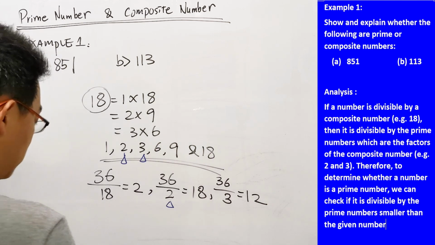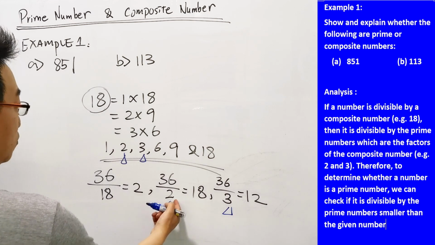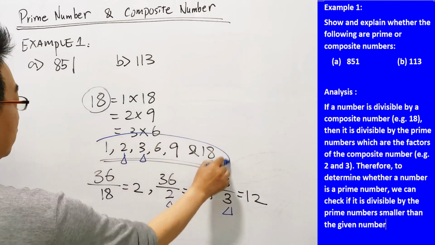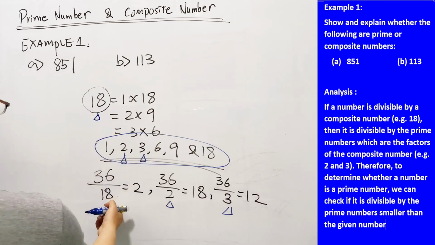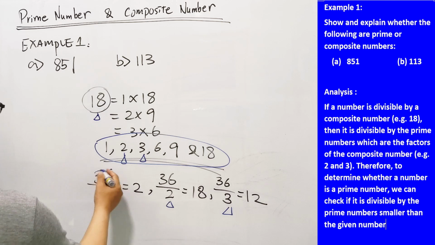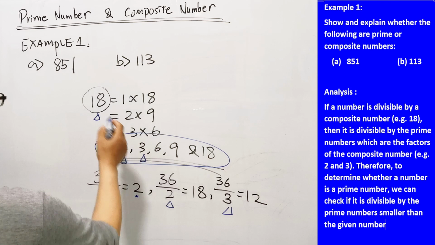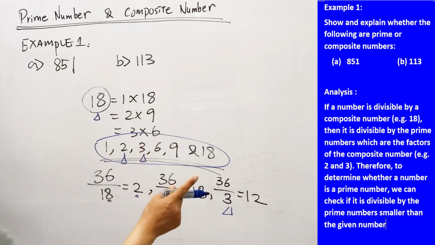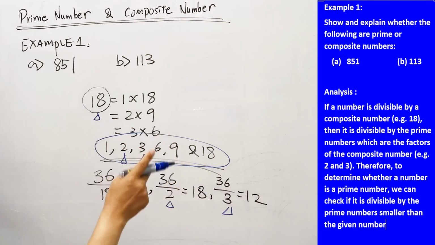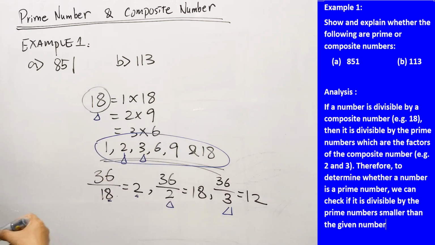So in this case, because 2 and 3 are factors of 18, if the composite number 18 can be divisible by one of the whole numbers, then the factors of this composite number are also able to divide it. Therefore, to determine whether a number is a prime number, we can check if it is divisible by the prime numbers smaller than the given number. Okay, so that is very clear, right?